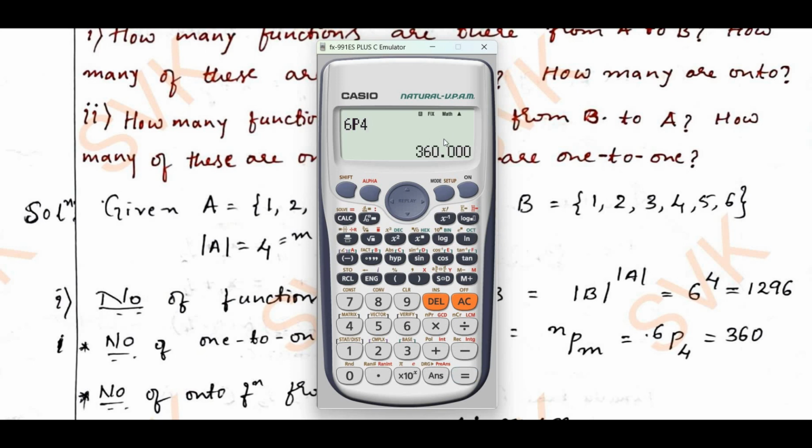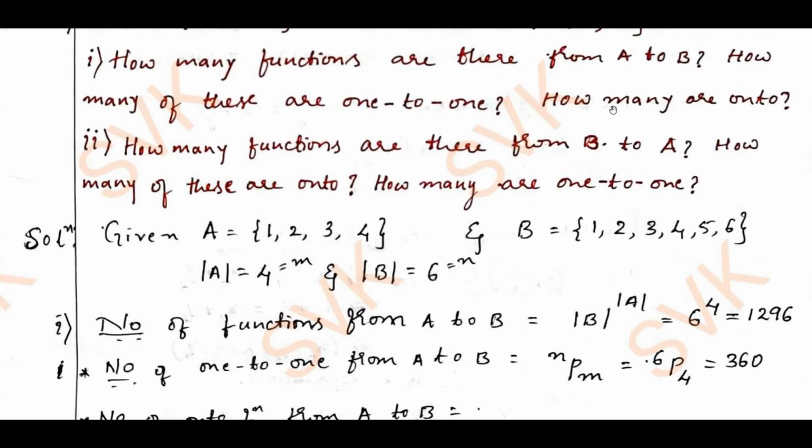That's all. This is a very simple problem that has been asked in a model question paper. If you get this problem, it will be very helpful for your examination. This is the way. So next, moving on to the next further question, what they have asked: how many are onto?